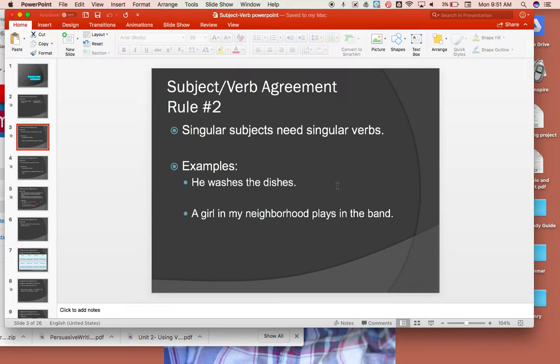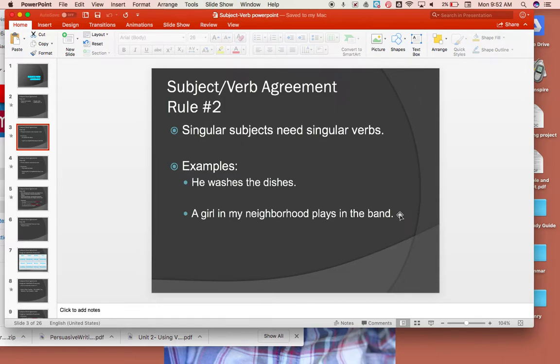Rule 2, singular subjects need singular verbs. That's what subject-verb agreement means. They agree, they are the same. So for this example, he is my subject. Washes is my verb. Those agree because he is one singular pronoun. Washes ends with an S. That goes back to that first rule that we just talked about. So washes and he agree. That is a singular subject with a singular verb.